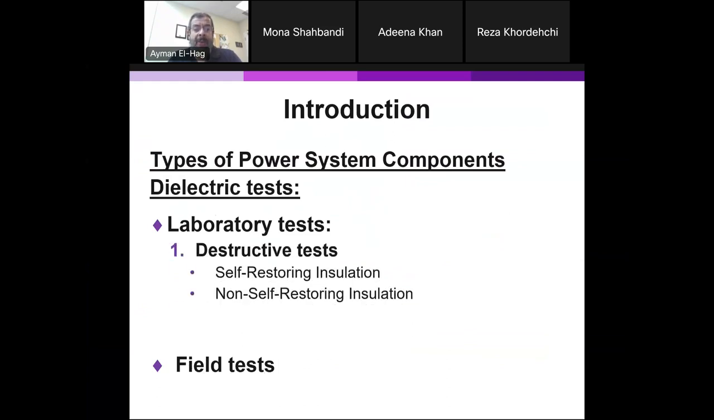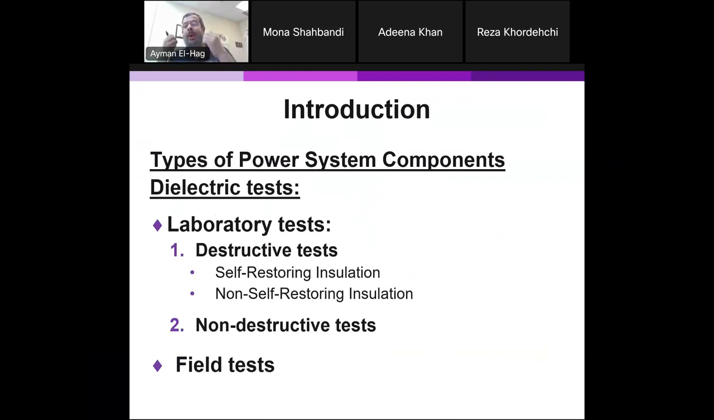Also, the laboratory tests can be classified into destructive tests or non-destructive tests. Now, the outcome of a destructive test is a pass-fail criterion. Either the transformer or the insulation or the cable passed the test or it failed the test.